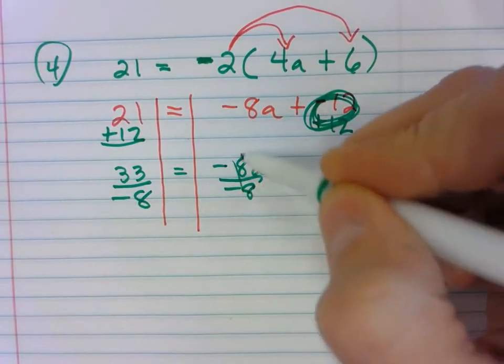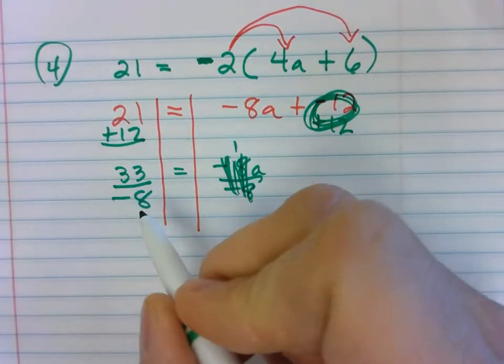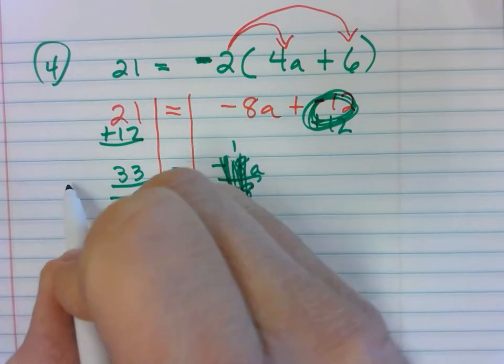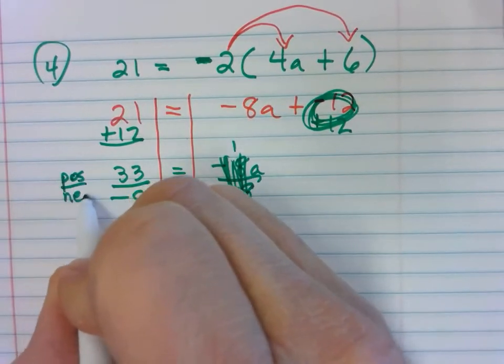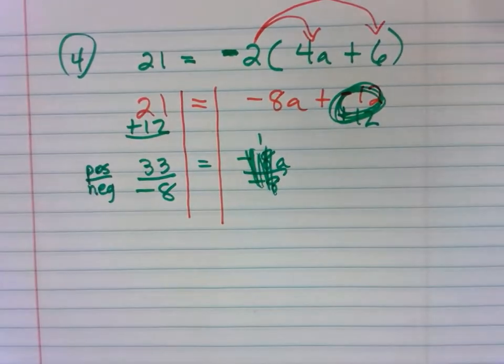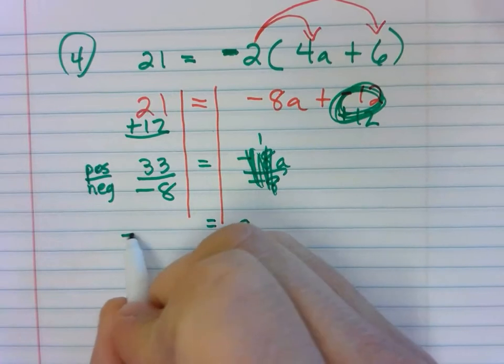Negative 8 divided by negative 8, of course, that just cancels out to a positive 1. Now, 8 does not go into 33 evenly, so we'll talk about that in a second. That is a positive divided by a negative. What is a positive divided by a negative going to give you? Hopefully you're going to tell me that that is going to give me a negative.